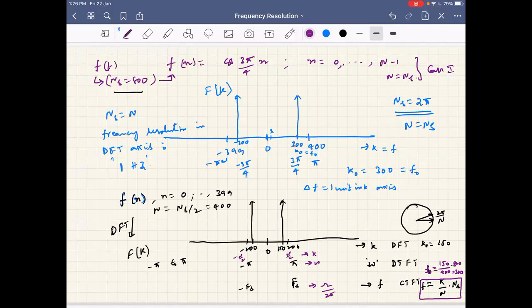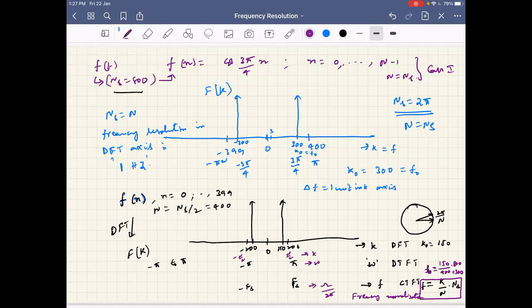Hence, to normalize, what we do is take the current k index, divide by N, the number of samples you take in f of n, and multiply by Ns. This is the frequency normalization term for the axis. Now, given this, see what's happening. Initially we had 300 Hz, now it is appearing at k not equal to 150.